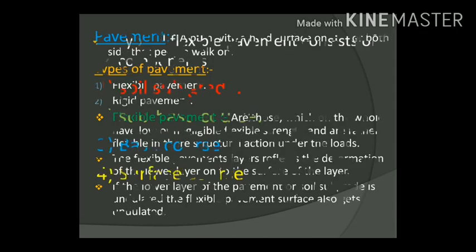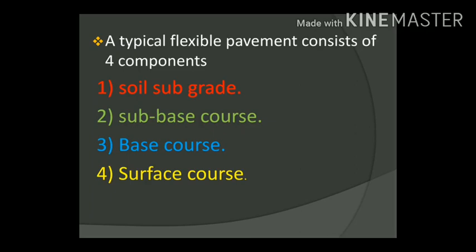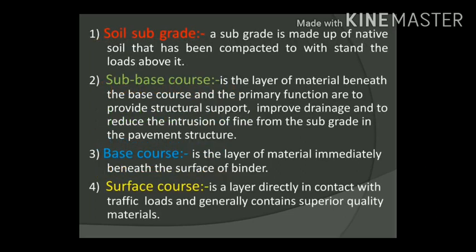A flexible pavement consists of four components. First one is soil subgrade, second sub-base course, third base course, fourth surface course. In that, the first one is soil subgrade. A soil subgrade is made up of native soil that has been compacted to withstand the load above it. Second one is sub-base course.